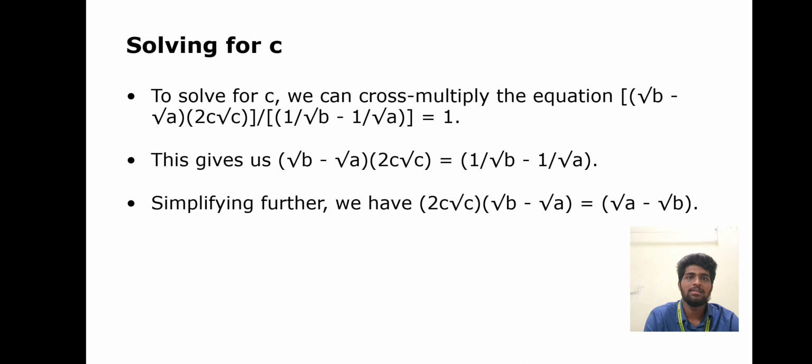Solving for c. To solve for c, we can cross multiply the equation: square root of b minus square root of a into 2c square root of c by 1 by square root of b minus 1 by square root of a equal to 1. This gives us square root of b minus square root of a into 2c square root of c equal to 1 by square root of b minus 1 by square root of a. Simplifying further, we have 2c square root of c into square root of b minus square root of a, that is equal to square root of a minus square root of b.